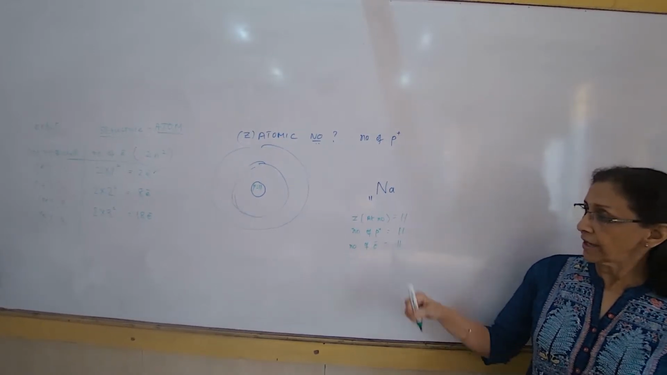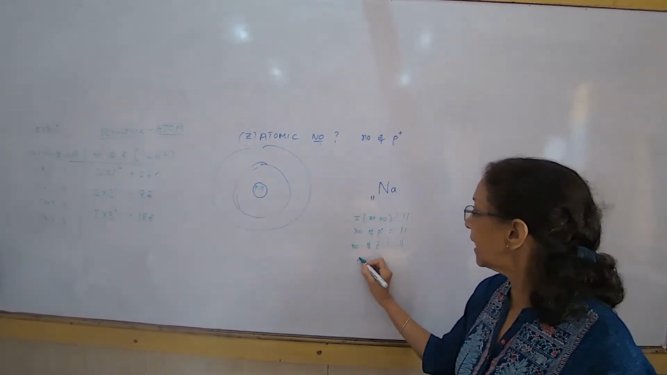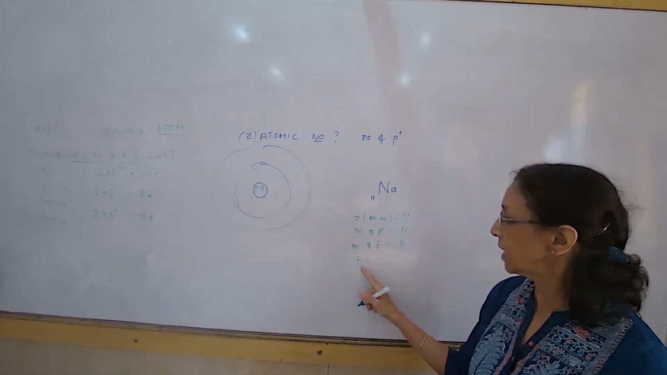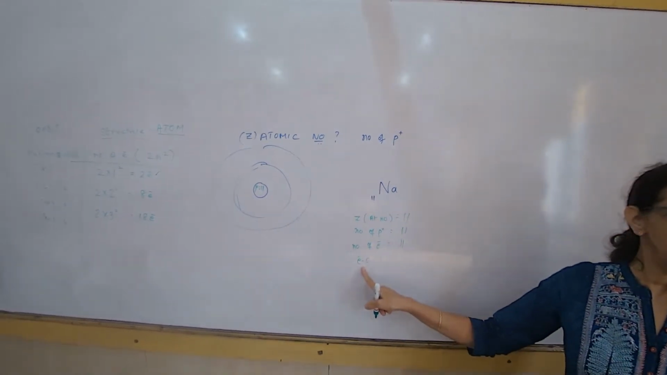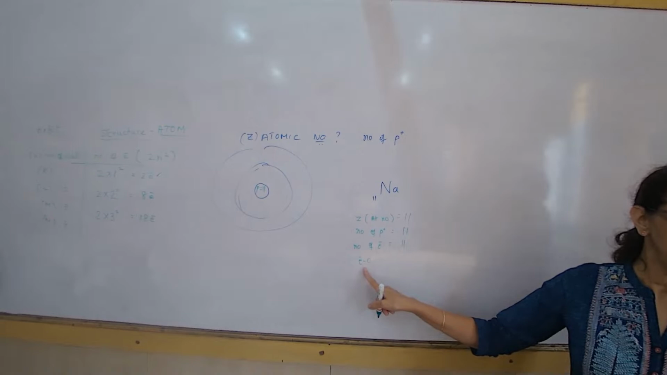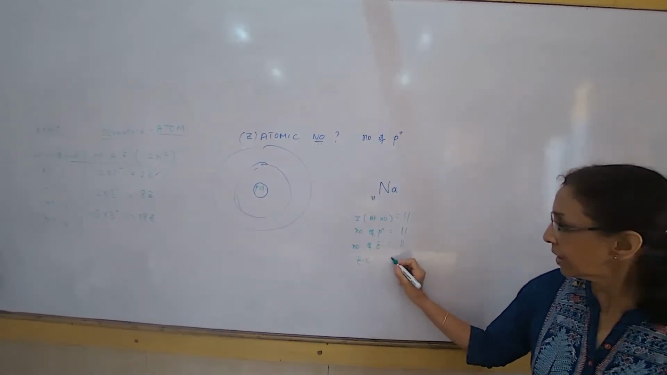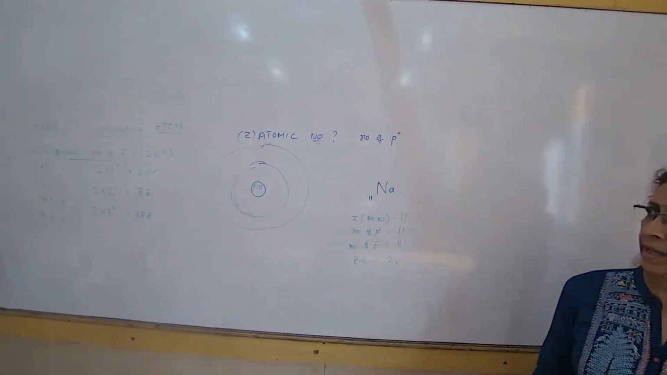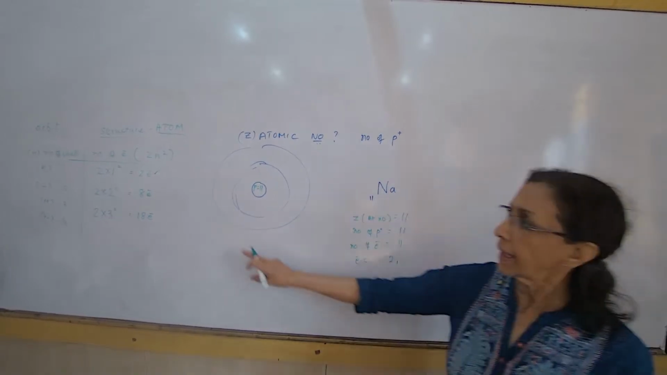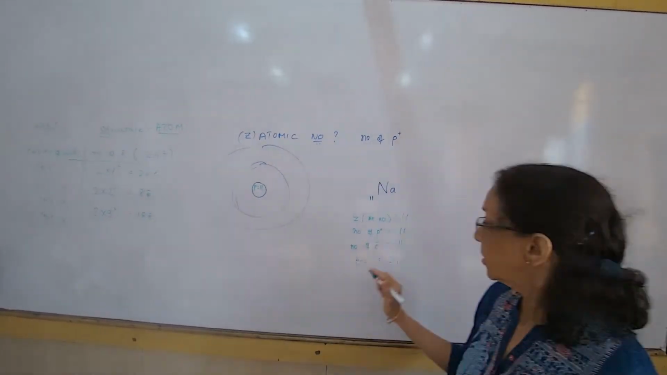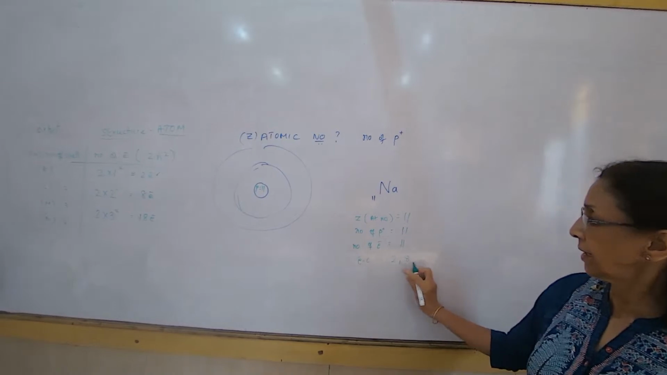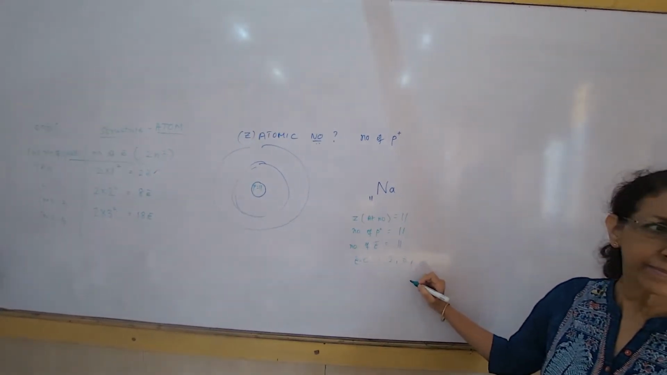Now electrons are 11. I want to find out what is the electronic configuration. What does EC tell us? Electronic configuration. First shell में कितना है? Always 2. So I am putting 2. Second shell में कितना आएगा? 8 आएगा. Correct? So 2 plus 8 is how much? 10. बाकी कितना है? 1.